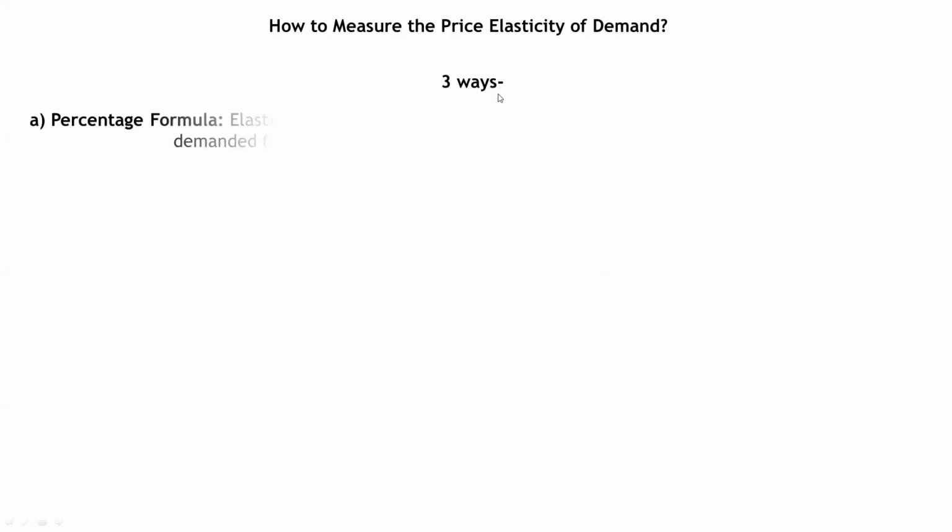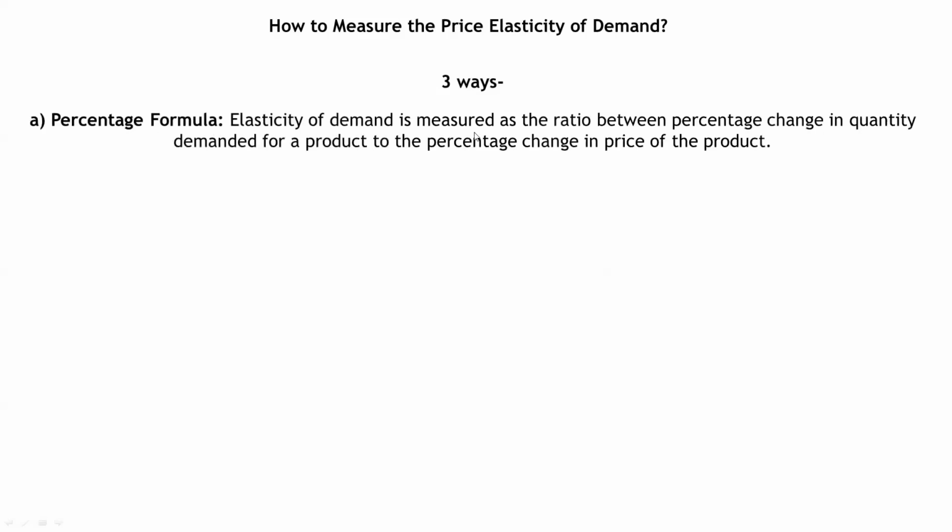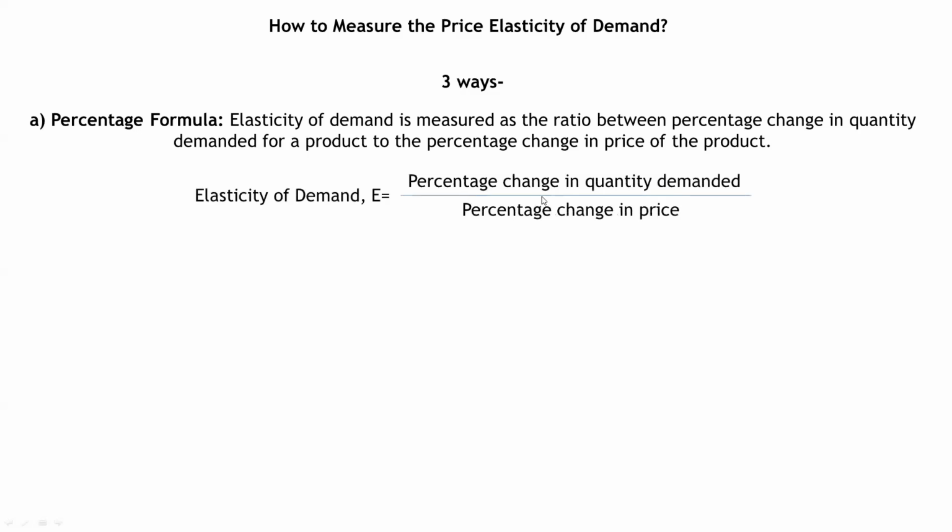Primarily, elasticity of demand is measured as the ratio between the percentage change in quantity demanded for a product to the percentage change in price of the product. We can call it the percentage formula. If we denote elasticity of demand by E, then E equals percentage change in quantity demanded for a good divided by percentage change in price of that good.